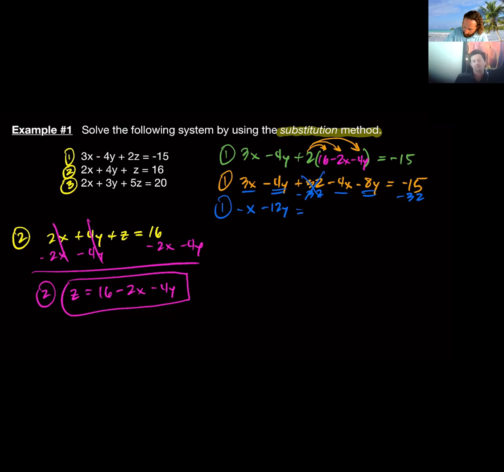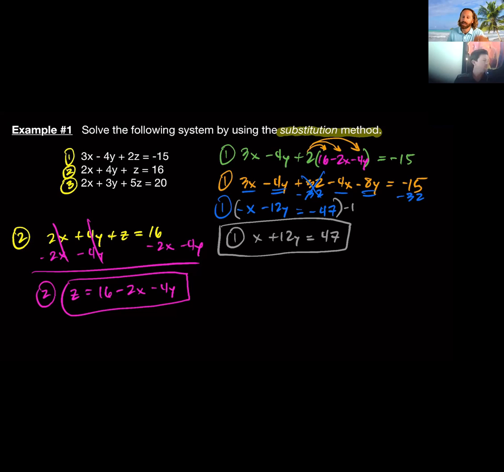And if you don't like negative people, hopefully you can make them positive. But in this case, I don't like all those negatives. So what I'm going to do is I'm going to multiply this whole thing by negative 1. So my new equation 1 looks like a positive x, positive 12y equals positive 47. Problem is, it still has an x and a y. I can't solve for, now again, I could solve for x, but then my issue is I'm still going to have to find what my y is. So I'm going to pause right there.